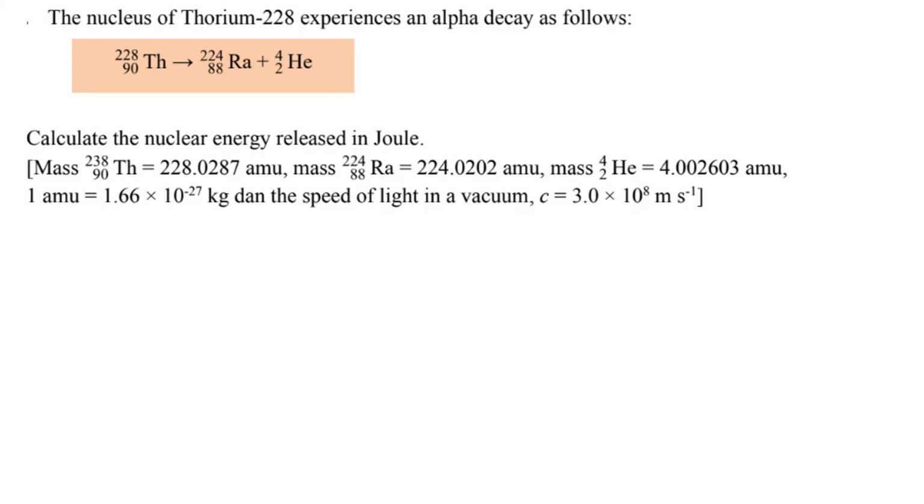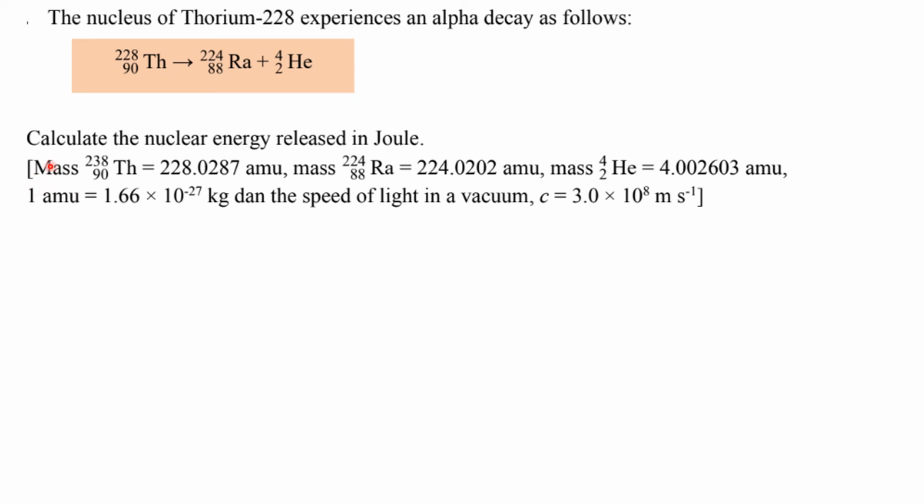Now let us proceed to the final question today. The nucleus of thorium-228 experiences an alpha decay as follows. 228 thorium, and after the reaction, it will give you 224 radium and 4 2 helium. So please calculate the nuclear energy released in joule.